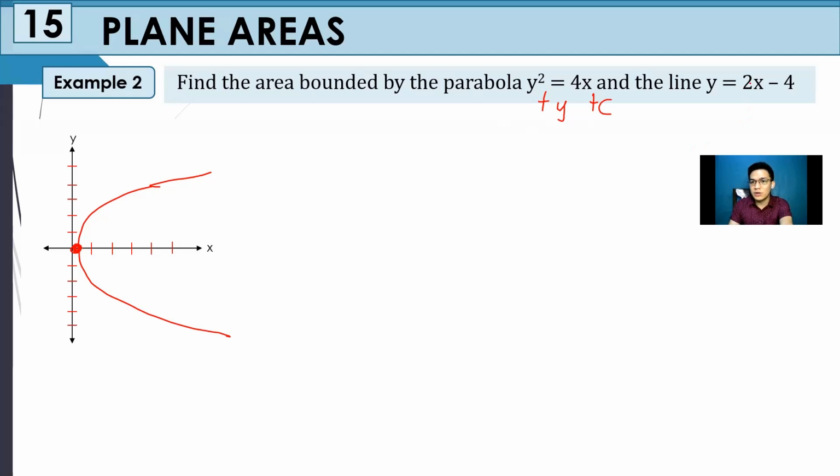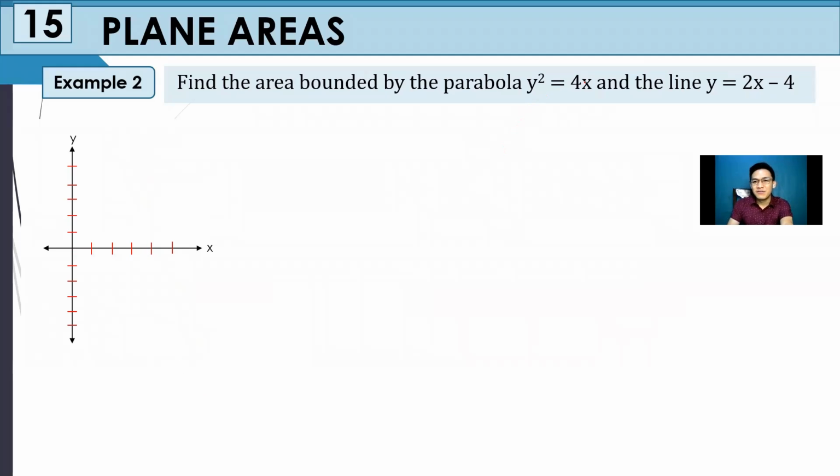So next thing is yung line. For example, we have a line here, no? Mali lang yung graph ko, ha? So yung kinukuha natin na area is within those two. Yan siya, 'di ba? So therefore, solve natin siya.